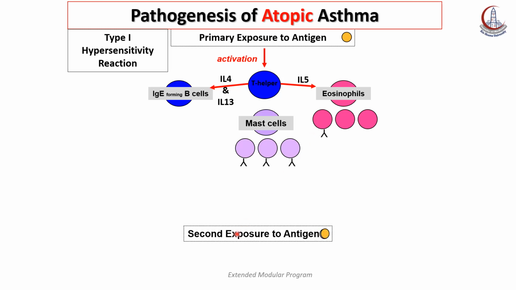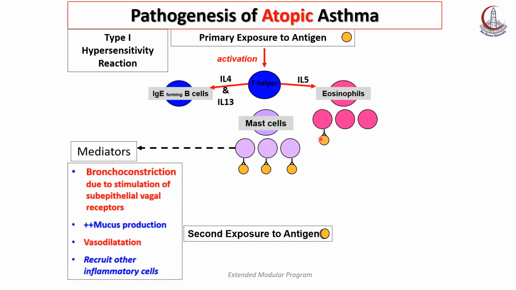The second step is the second exposure to antigen. This antigen binds with immunoglobulin E on the surface of the mast cells and eosinophils. After that, chemical mediators will be secreted, leading to bronchospasm, increased mucus production, vasodilatation, and the recruitment of other inflammatory cells. This occurs in the acute phase.